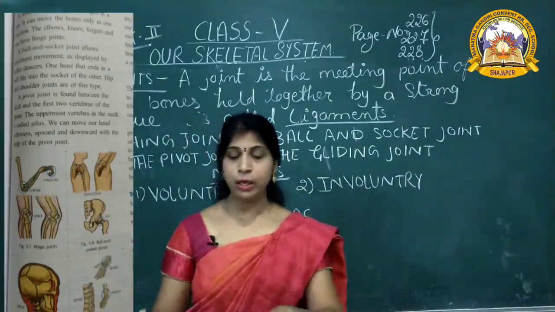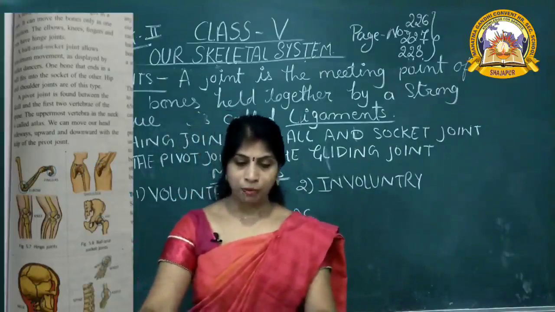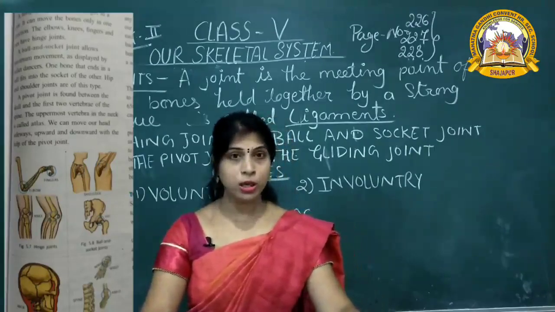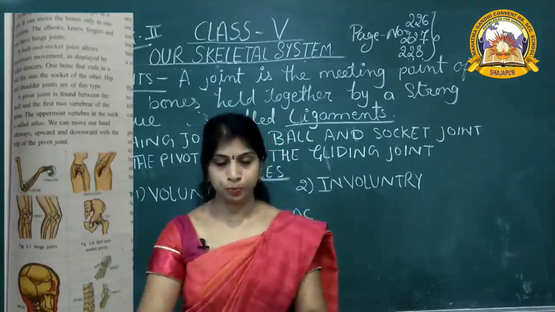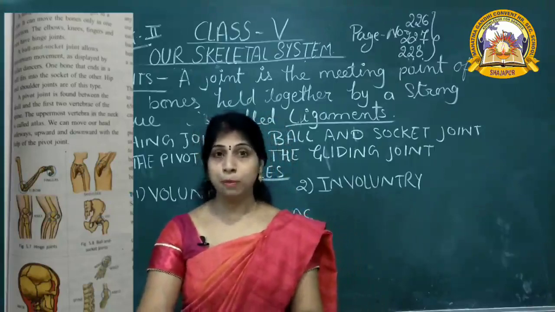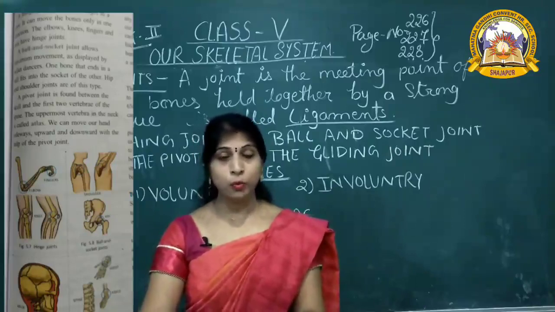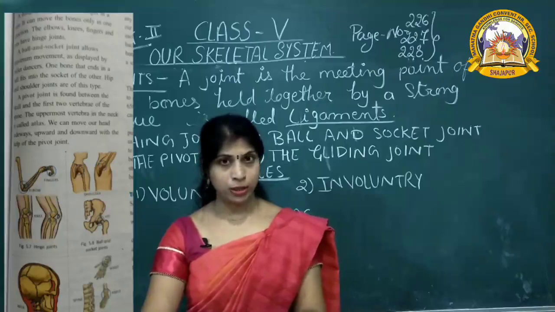So for this, everybody come to page number 229. A hinge joint. Everybody open your book and put your finger here. What is a hinge joint? A hinge joint is like the hinge in a door. It can move the bones only in one direction. What are examples of hinge joints? Elbows, knees, fingers and toes have hinge joints.